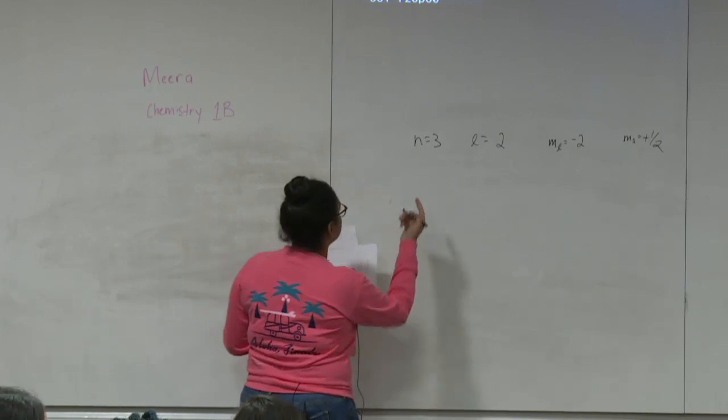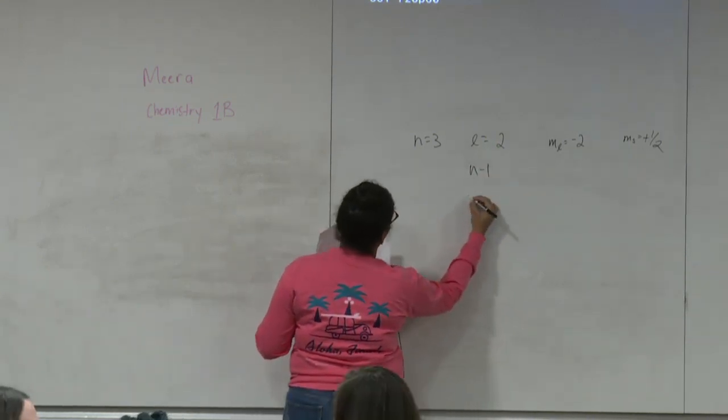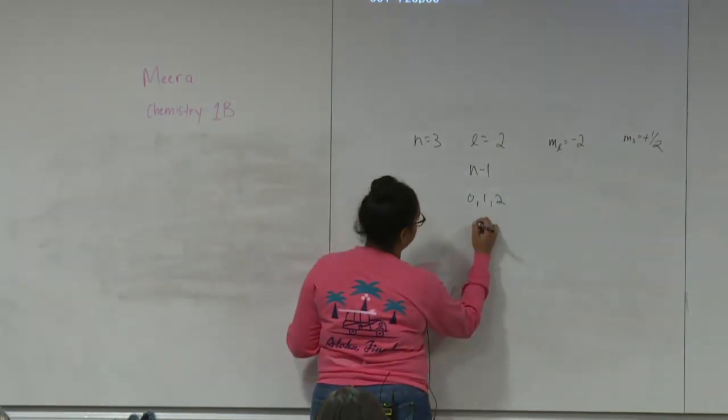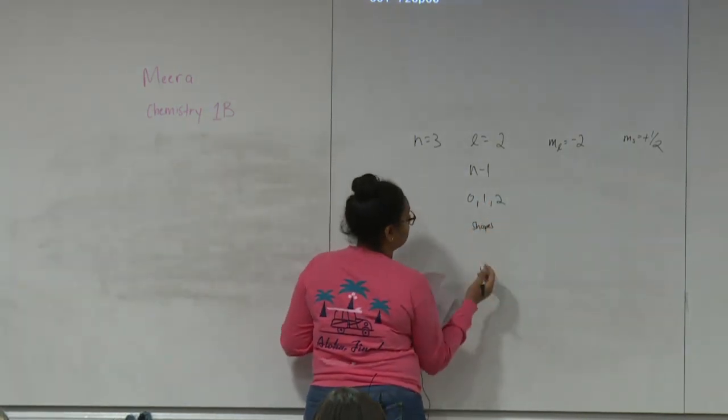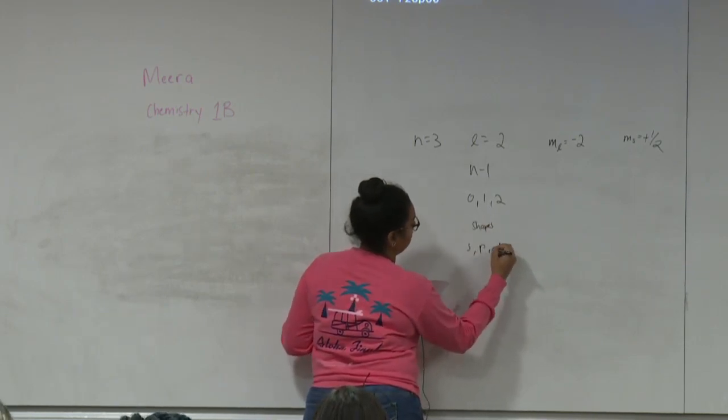Yeah. So L is going to be n minus 1, right? So you can have 0, 1, or 2. This is going to represent the different shapes. This is going to be SPD.